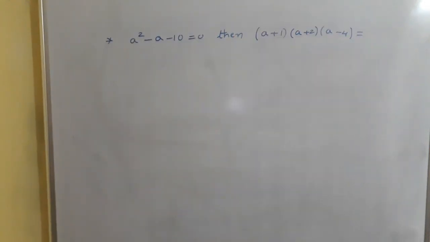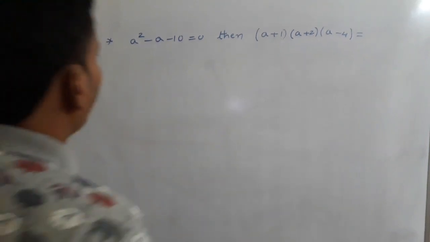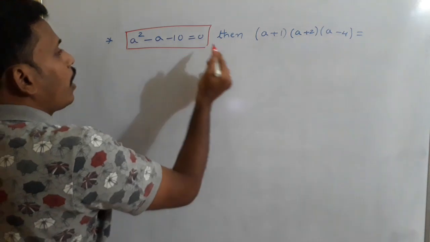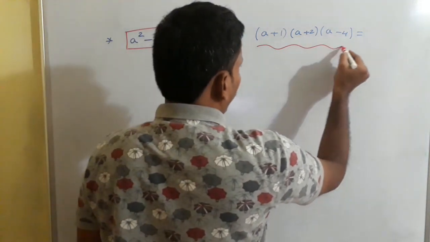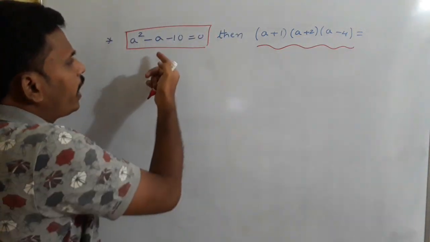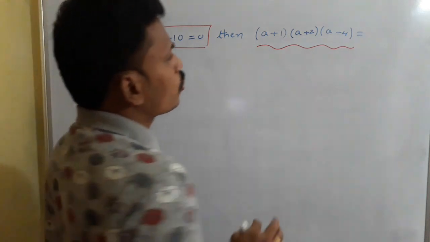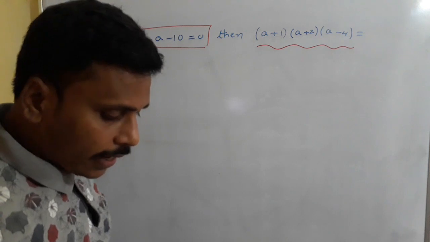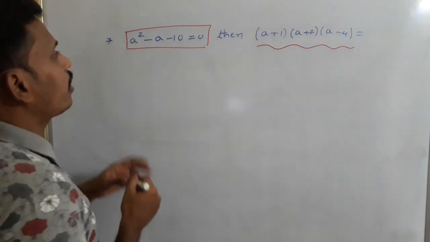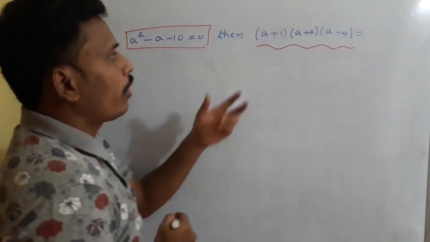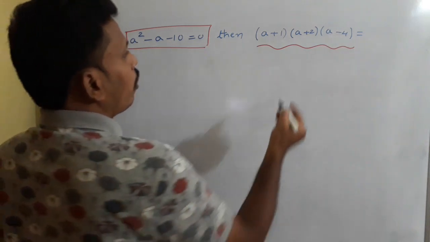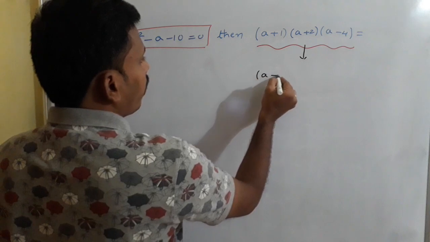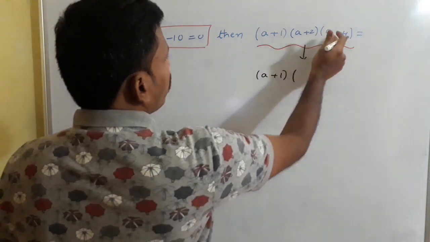Next problem, very logical. a square minus a minus 10 is equal to 0 is given, and our task is to find this particular value. See, finding a from this is not possible, so replacing a with some constant is also not possible here. Directly from this a square minus a minus 10 is equal to 0, we need to find this one. First of all, what I do is, see, this is a plus 1, right?